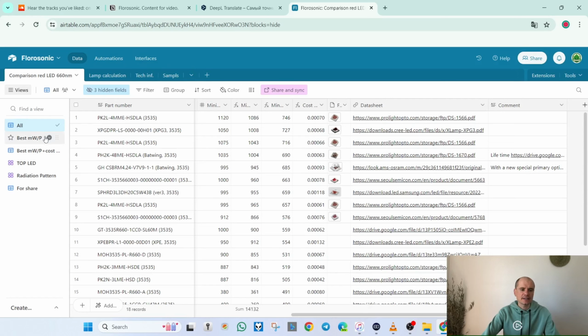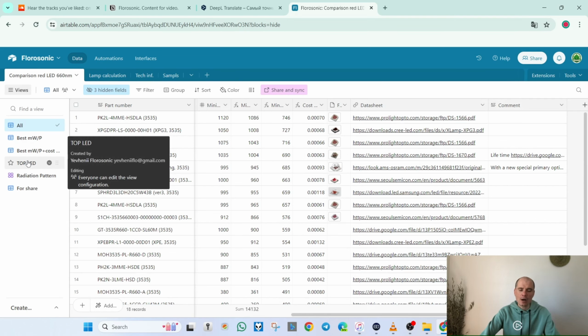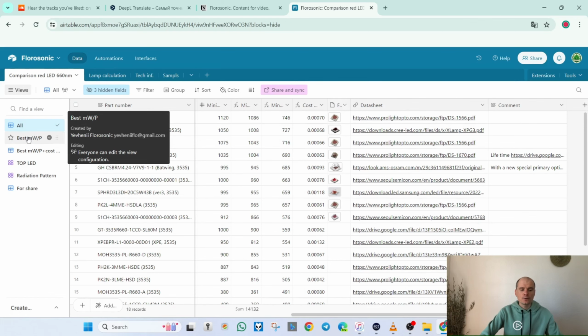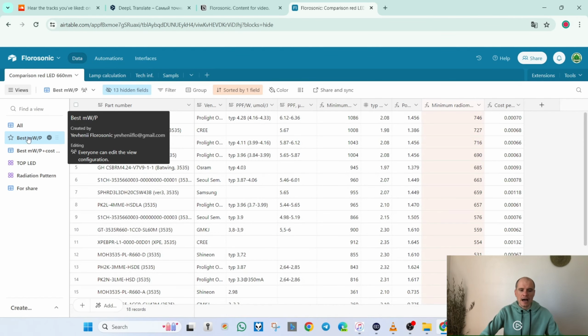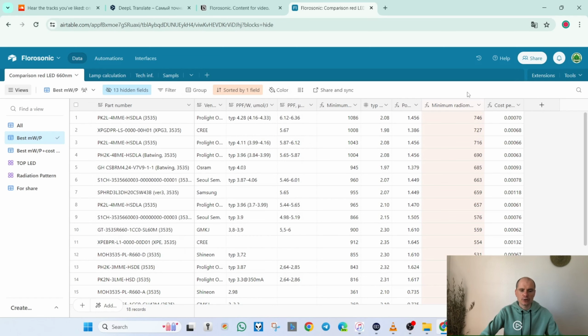I made several views where I made sorts and filters for analyzing the data. Now I will show them to you. The first view has very simple settings. I have hidden the fields that are not needed now and sorted by LED efficiency in descending order. And now we can see which LED takes the top position.